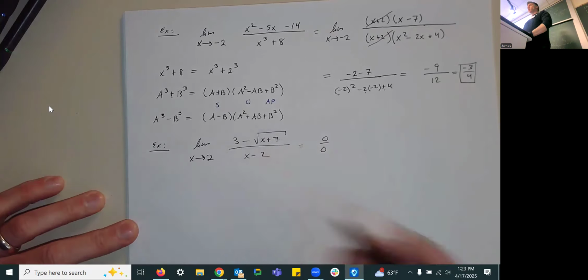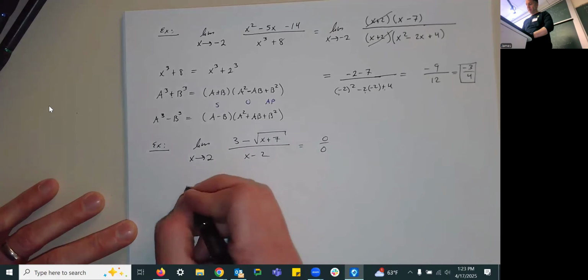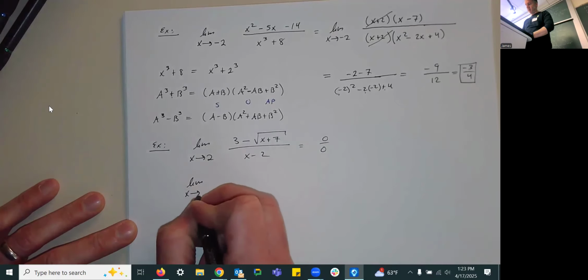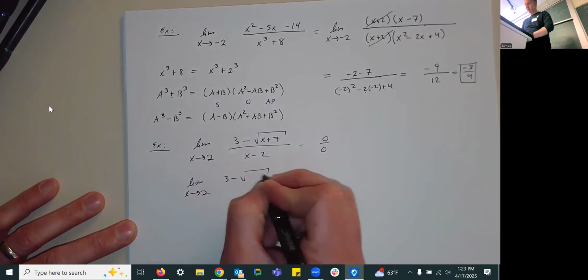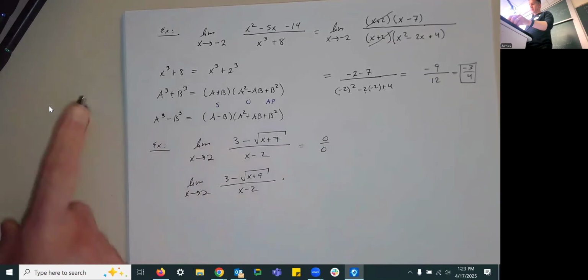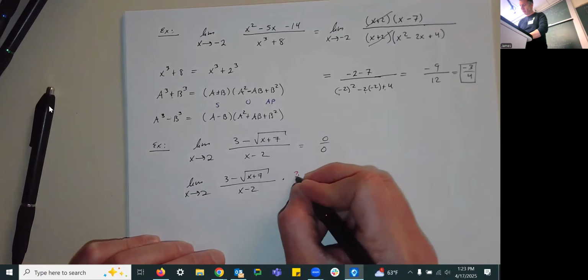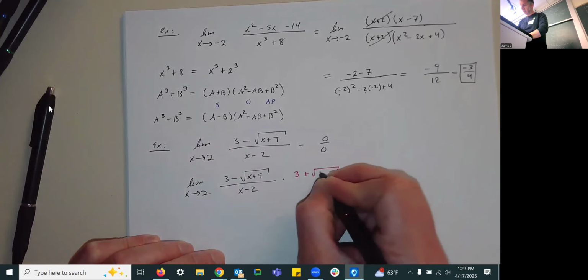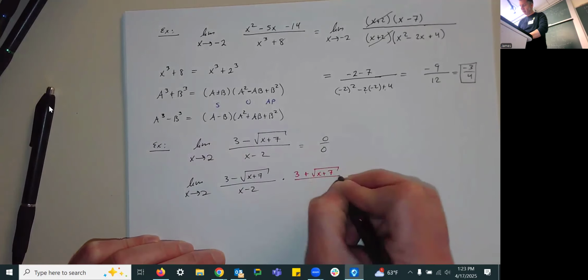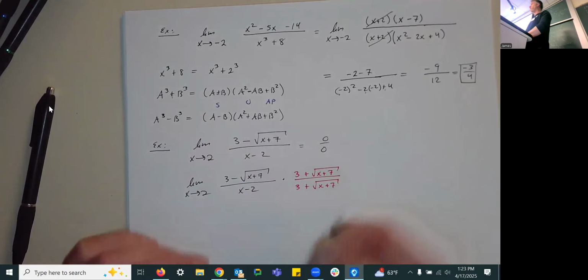For this type of 0/0, the usual process is to multiply the top and bottom by the conjugate of the square root part. So we're going to multiply both the top and bottom of 3 minus the square root of x plus 7 divided by x minus 2 by the conjugate of the square root part, meaning it's going to be multiplied by 3 plus the square root of x plus 7 divided by the same thing. Because we're only really allowed to multiply by 1, because that doesn't change the value.